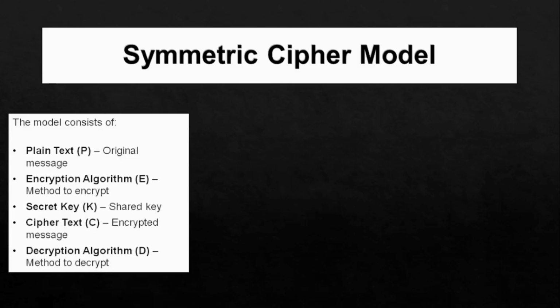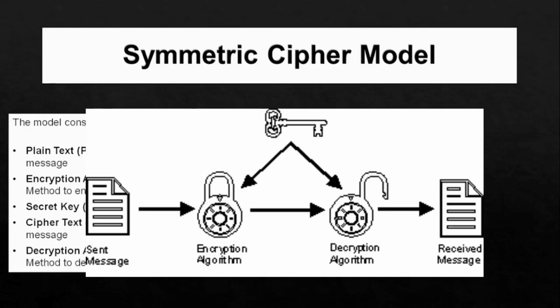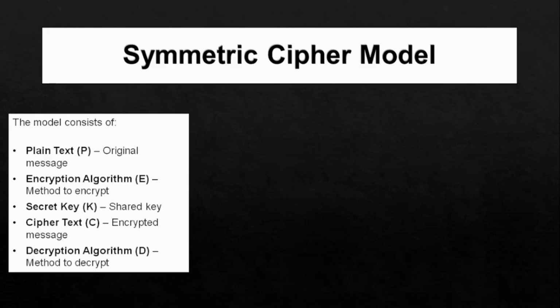Now let us understand the symmetric cipher model components. The symmetric cipher model consists of 5 main components. Plain text, that is the original readable message. Encryption algorithm, that converts plain text into cipher text. Secret key, that is the shared key used in encryption and decryption. Cipher text, the encrypted unreadable message. The decryption algorithm that converts cipher text back into plain text. All these components work together to protect the data.